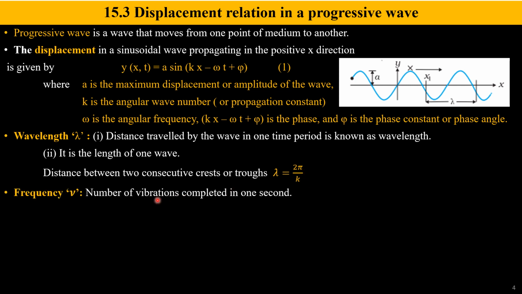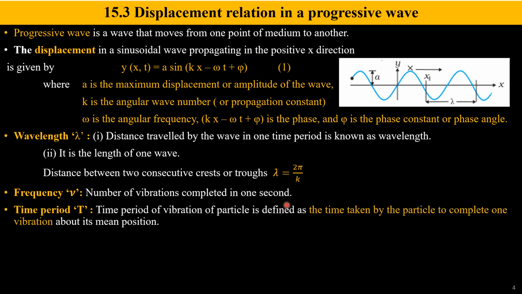The next physical quantity is called frequency. Frequency is normally represented by nu. In some of the books, they have used the symbol small n, or sometimes small f. f or n or nu, all are the same, and these are called frequency. Frequency is the number of vibrations completed in 1 second.